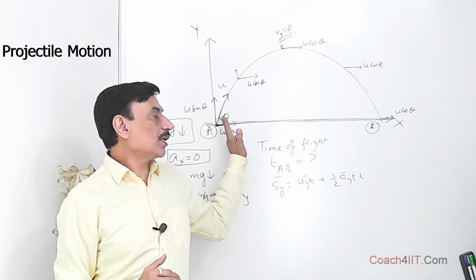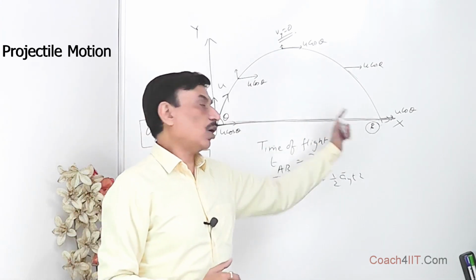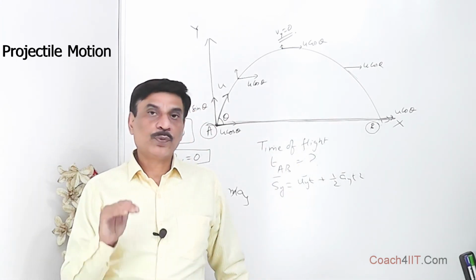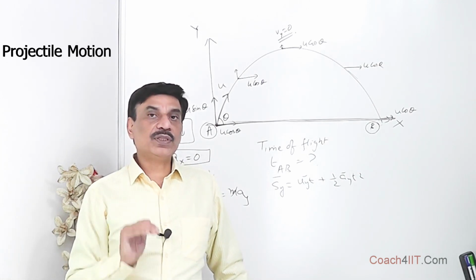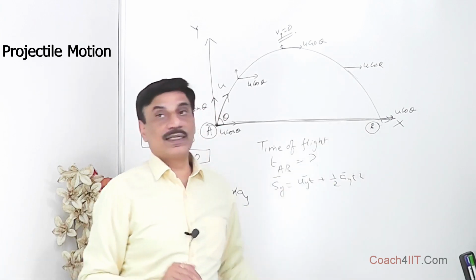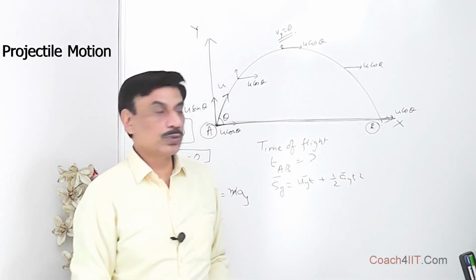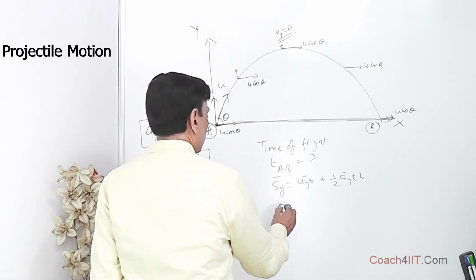We are not bothered about what is happening on the x-axis, whether the body has gone forward or in the backward direction. We are just bothered about the distance between these two levels. And these two points, A and B, are at the same level. So the displacement along the y-axis is going to be equal to 0.